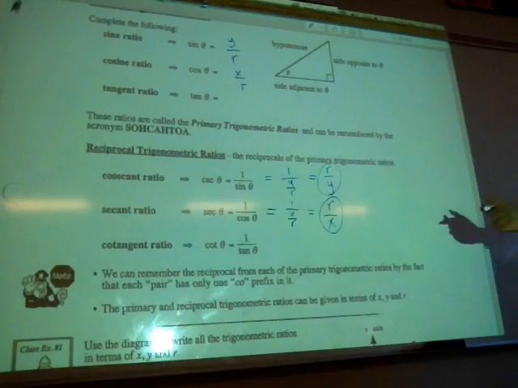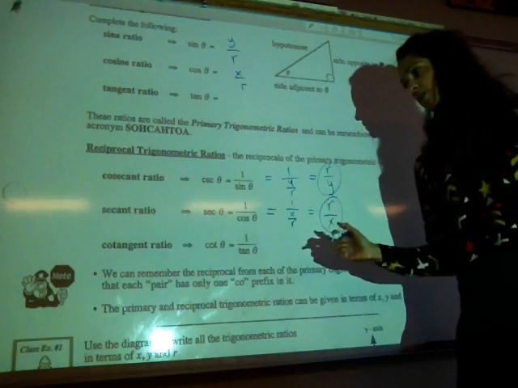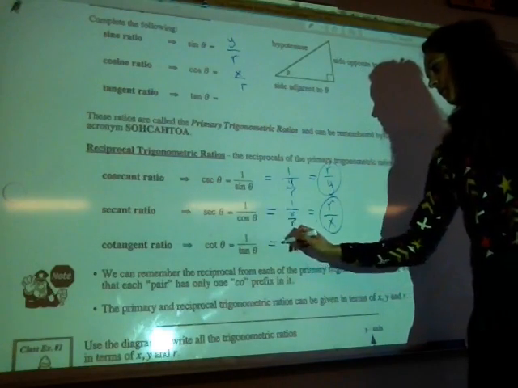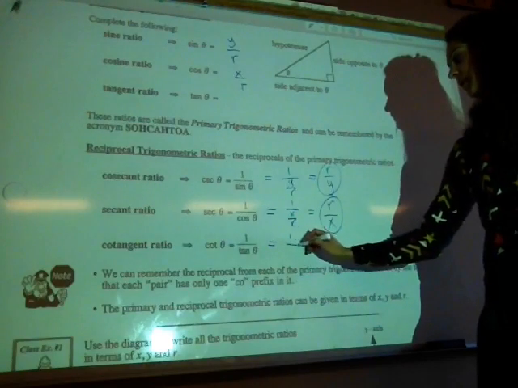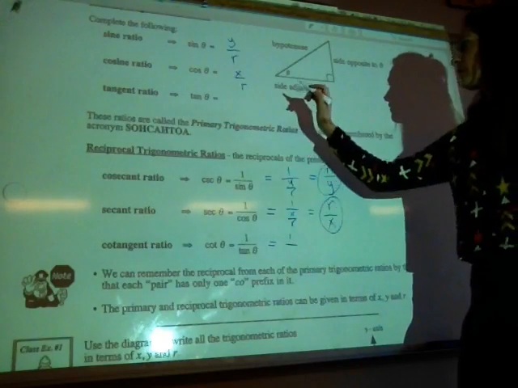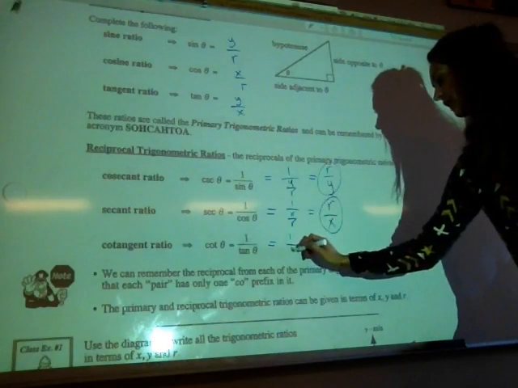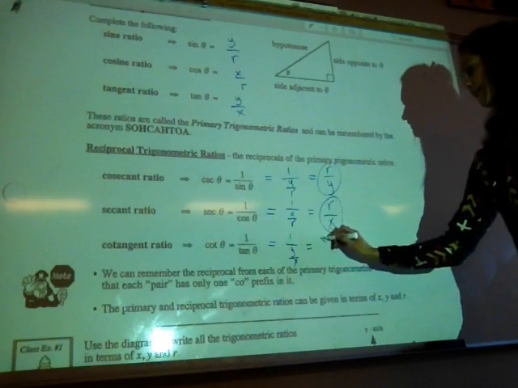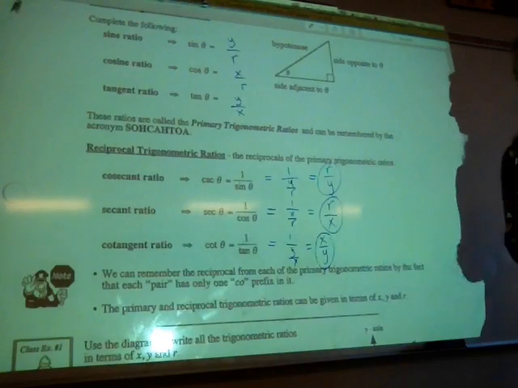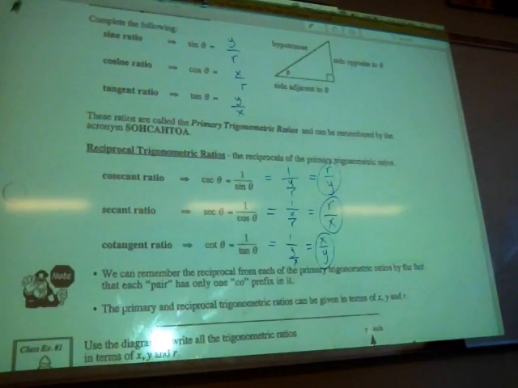And lastly, the tangent reciprocal ratio is cotangent, which is 1 over tan, so 1 over our opposite over adjacent, which is y over x. So 1 over y over x would just be x over y. So you're just literally flipping the numerator and denominator.